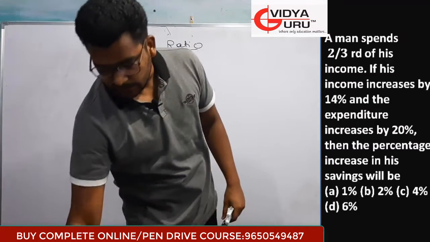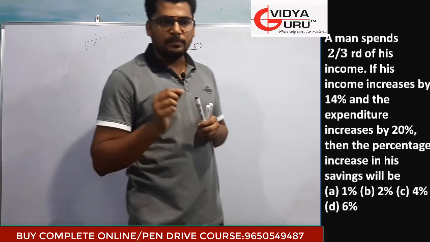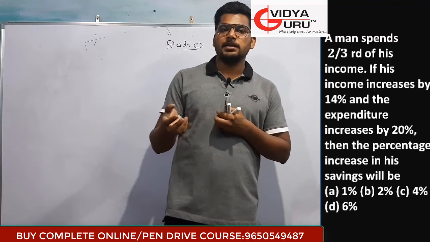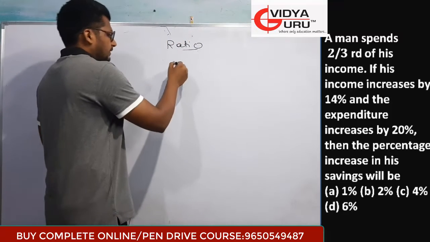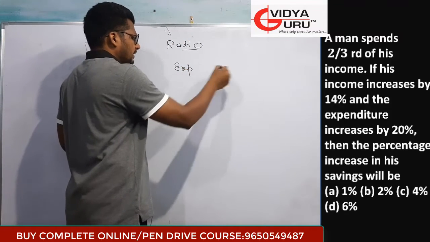What is the next question? A man spent 2/3 of his income. His income increases by 14% and expenditure increases by 20%. Then what is the percentage increase in the savings? I will apply ratio here, alligation here. Expenditure, saving.